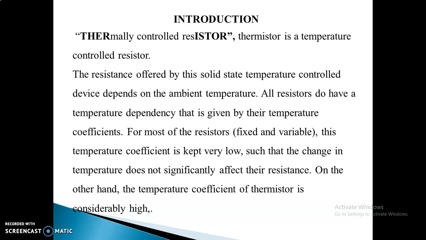The resistance offered by the solid state temperature control device depends on the temperature, and resistors in general depend on temperature through their temperature coefficients. Generally, we have two different types of resistor, either fixed or variable, and the temperature coefficient is very low, such that a change in temperature does not affect the resistance value. So how does the temperature coefficient of a thermistor vary based on the thermistor effect?